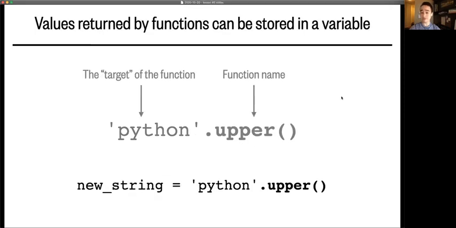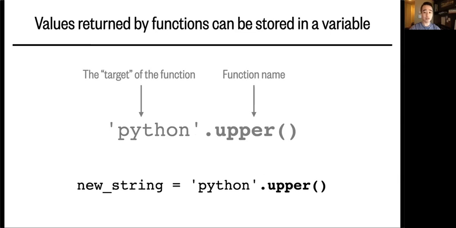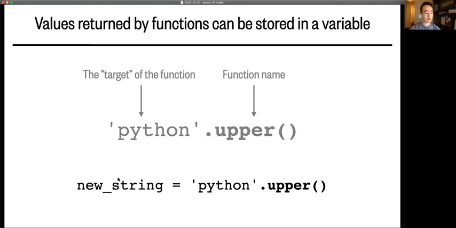And just as a reminder, when a function returns a value, you can always choose to save that value as a variable. So here we call that variable new string, the value of which is now Python in all uppercase.